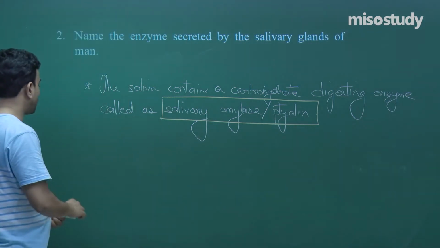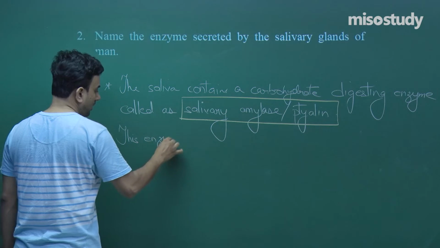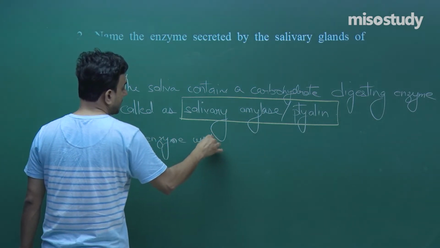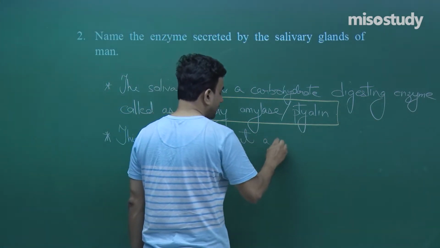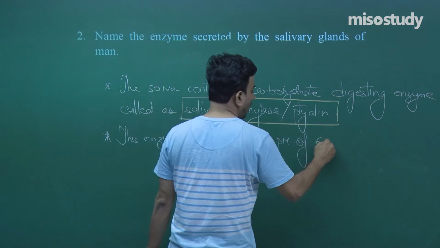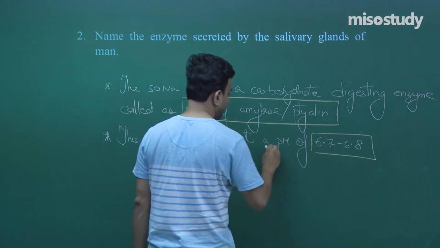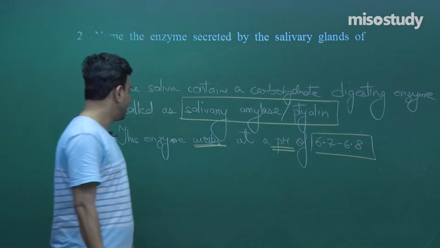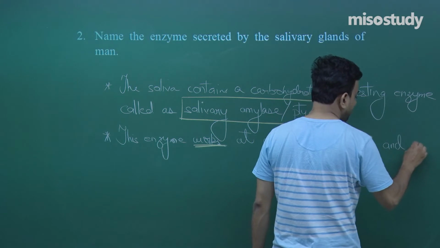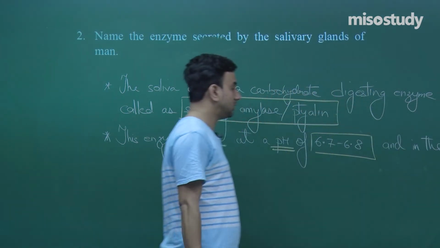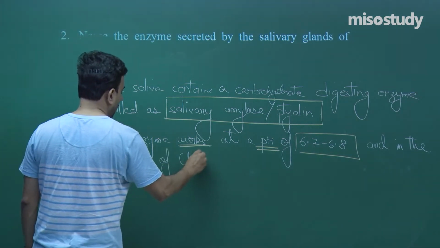Now this salivary amylase or ptyalin, this enzyme works at a pH of 6.7 to 6.8, that is an alkaline pH, and in the presence of chlorine.